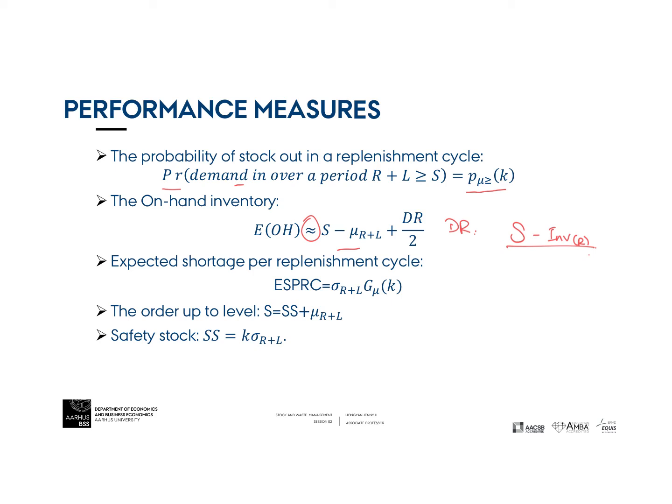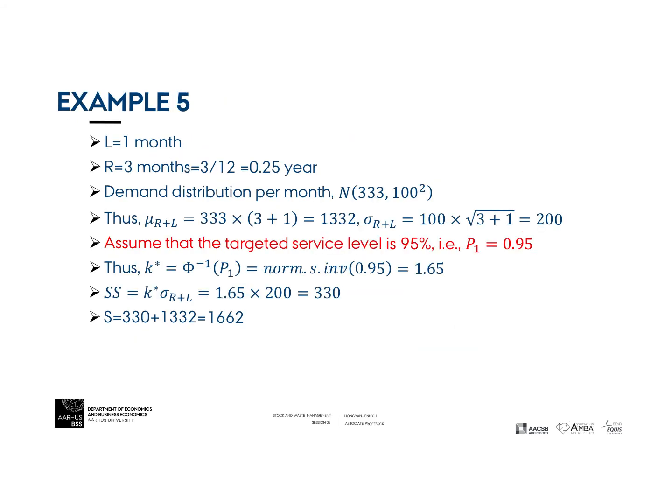And then the order-up-to level, capital S, equals safety stock plus the average demand or mean demand for this critical period. Then we can calculate safety stock. Then if you replace the critical period by R plus L, we fit the same model for s and Q. So hopefully you can make a connection between these two models.